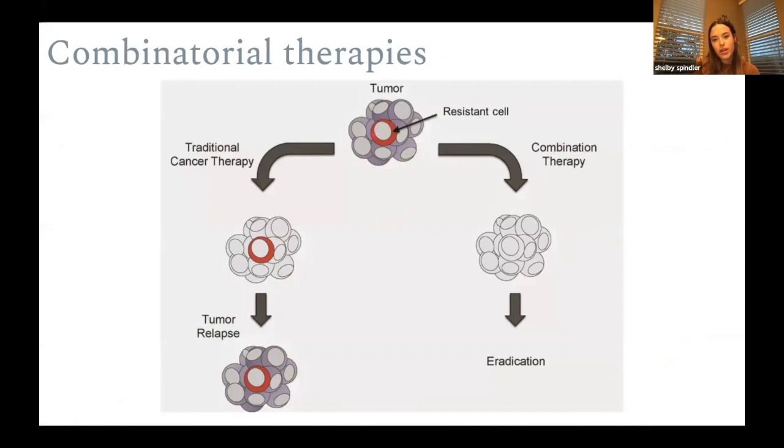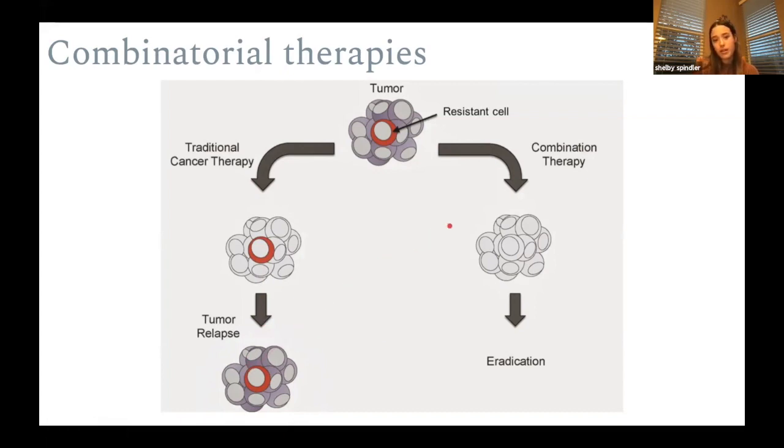So we have this red cell that's going to be resistant right here in this whole tumor. And if we treat it with a traditional cancer therapy, then all of those other cells could die off, but this red cell that's resistant could still be alive, and that could lead to a whole new tumor, and that's not going to be resistant to that cancer treatment anymore.